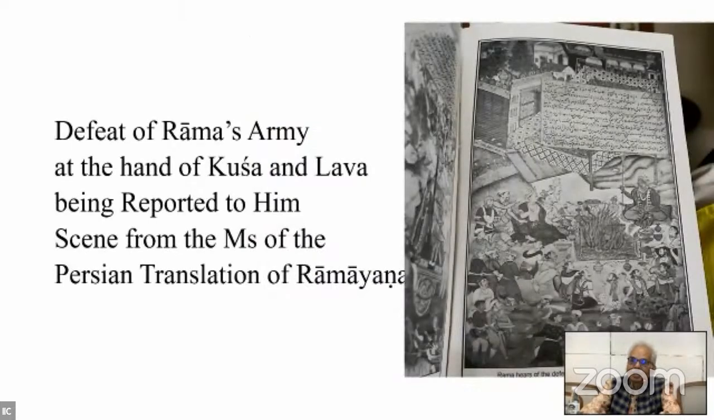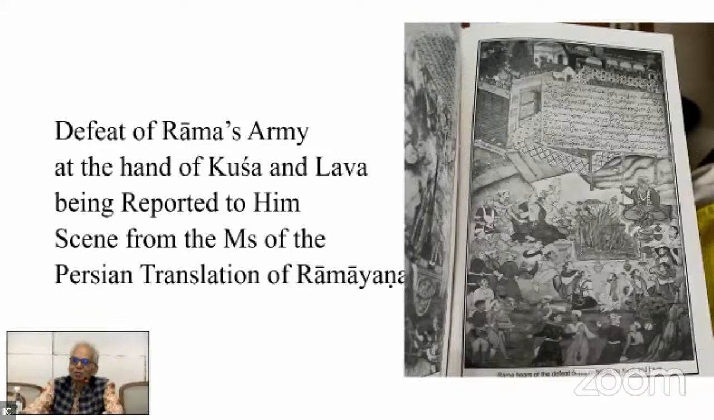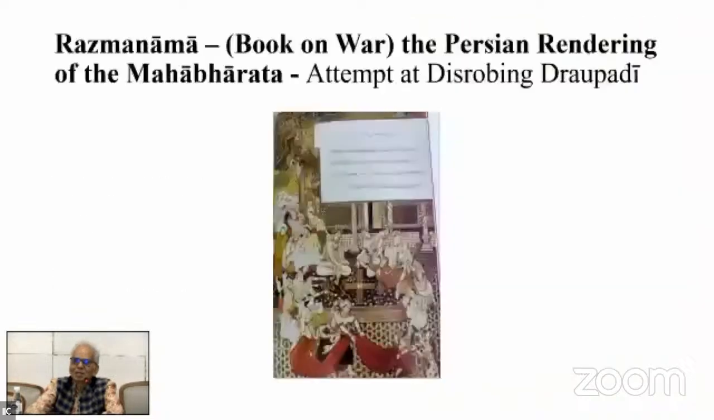Then this another episode from Ramayana, the defeat of Rama's army at the hand of Kusha and Lava is being reported to Rama. And it is again Akbar's manuscript in Persian, Ramayana translated in Persian. Rama is sitting in his court on the throne. There is a scene of court, you see, and the Persian description is at the top of it. So this is one example.